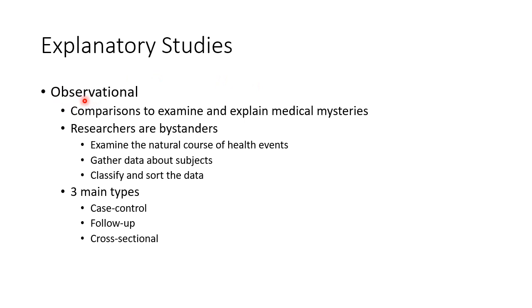So looking at observational studies, typically you're just looking at two groups, not actually having any active intervention here. But this can be useful when you're trying to explain links between, say, disease states and certain outcomes, or certain exposures and outcomes. And again, researchers are the bystanders, just watching to see what's happening between these groups. So this could be something where you're just looking at the natural course of events over time. We are going to be gathering that data from the subjects, whether it be lab tests or history taking, whatever the case may be, and then trying to classify and sort the data. We can make some comparisons afterwards.